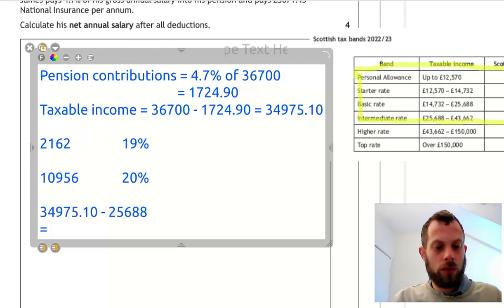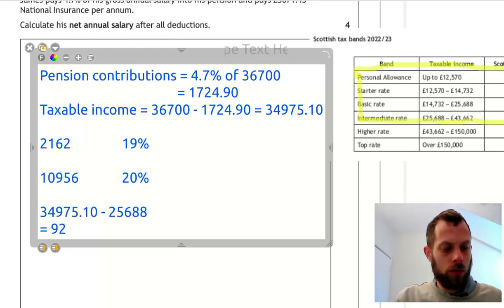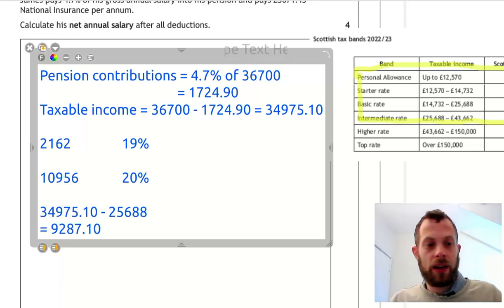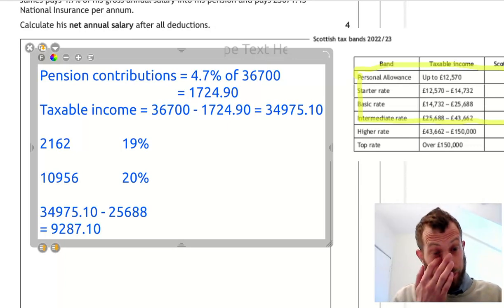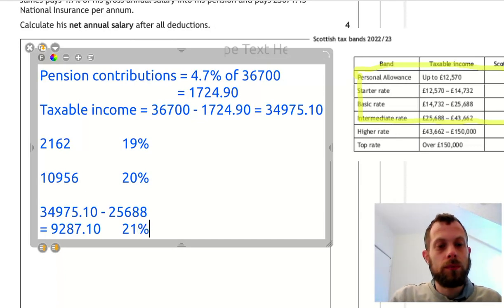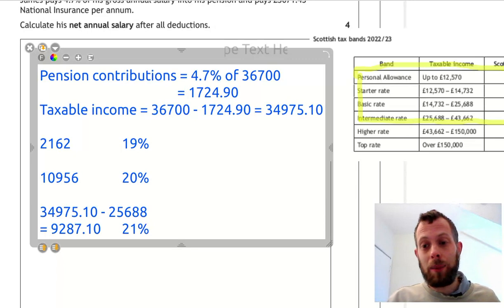I got 9,280, 87.10, and this will be at 21%. So now we can go and fill in what these different amounts of tax are.